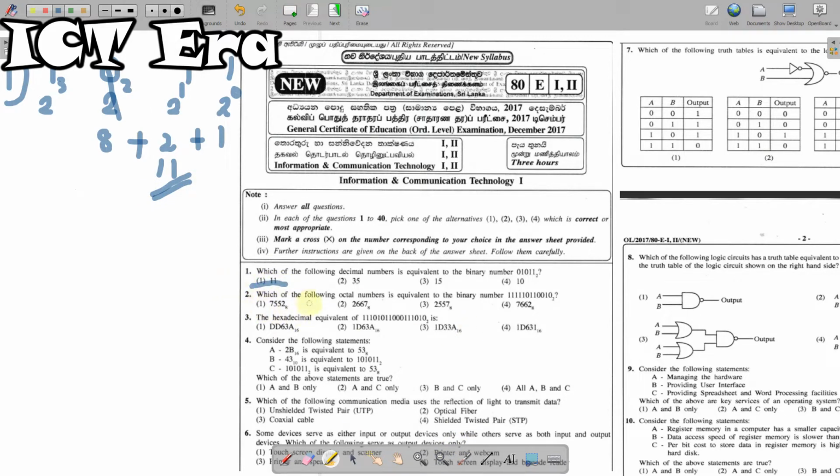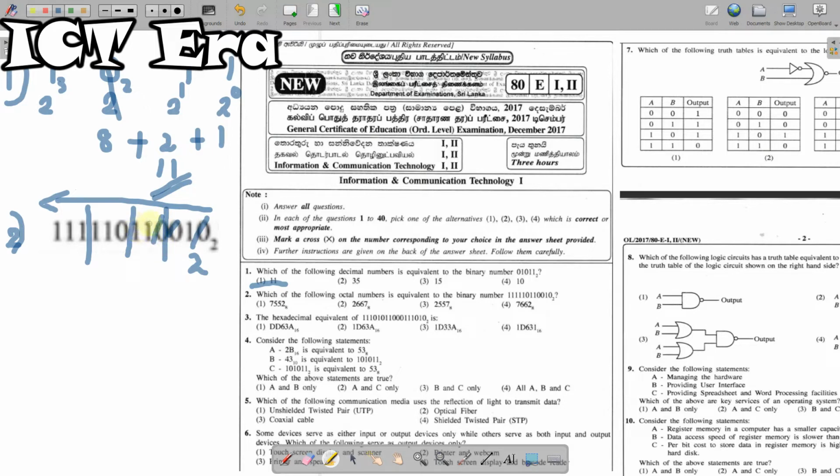Then second question: which of the following octal numbers is equivalent to this binary number? Let's convert. Here I have to divide this into 3-bit clusters from the left to the right. So 1 2 3, then 1 2 3, then 1 2 3, then again 1 2 3. In this one we can cut the zeros. Then here 2 to the power 1, that means 2. Here we can cut the 0 and then these two values.